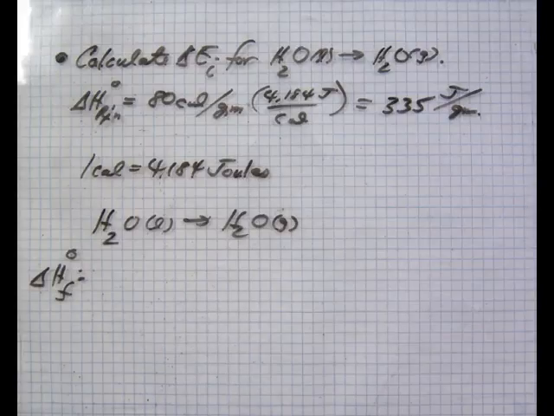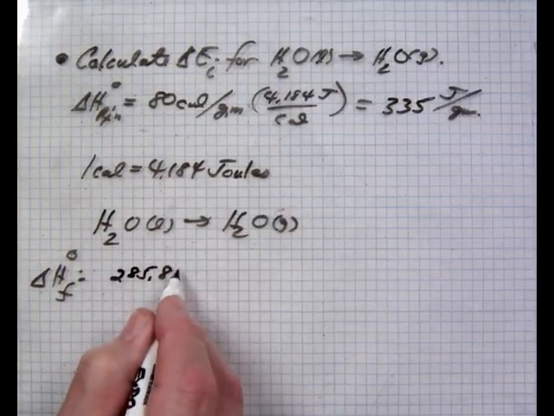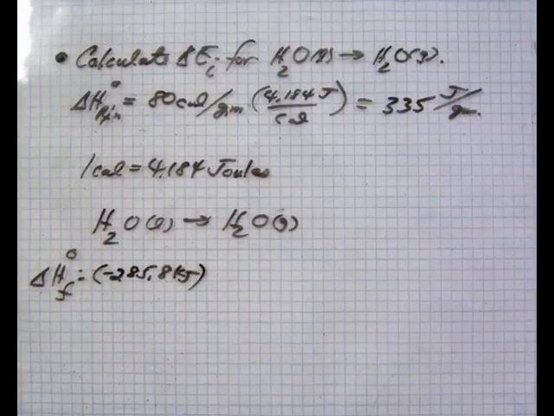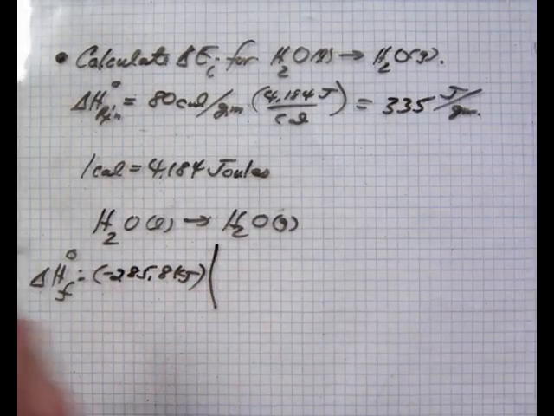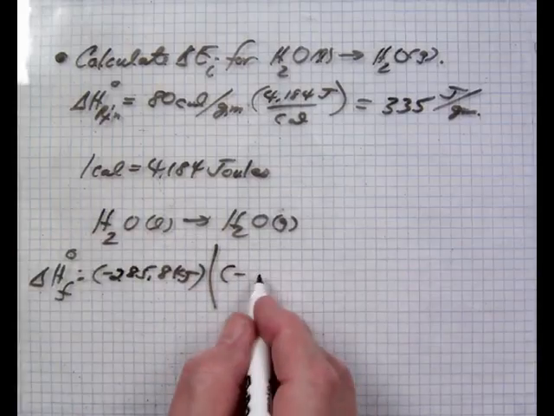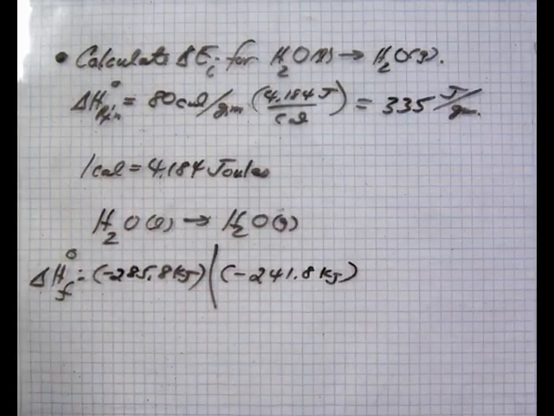as a liquid, there's a minus 285.8 kilojoules per mole. Well, we only have 1 mole there. And as a gas, it will be minus 241.8 kilojoules times 1 mole. That's just per mole, but each equation has 1 mole in there.